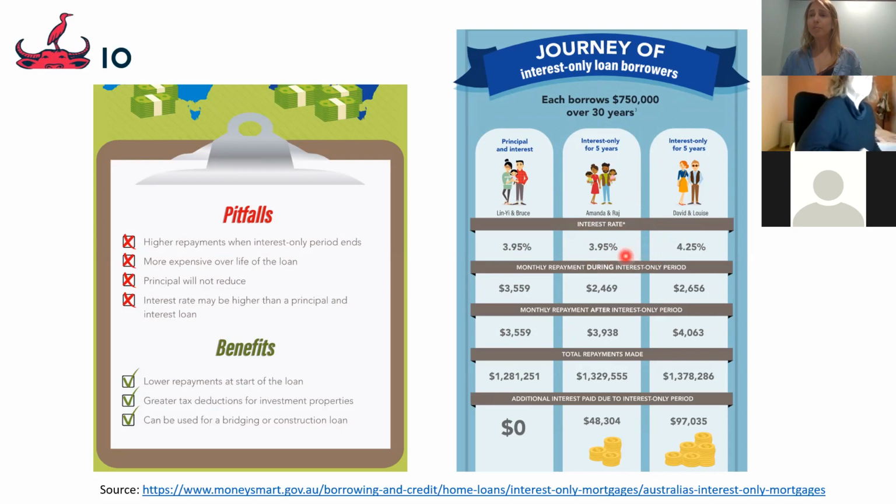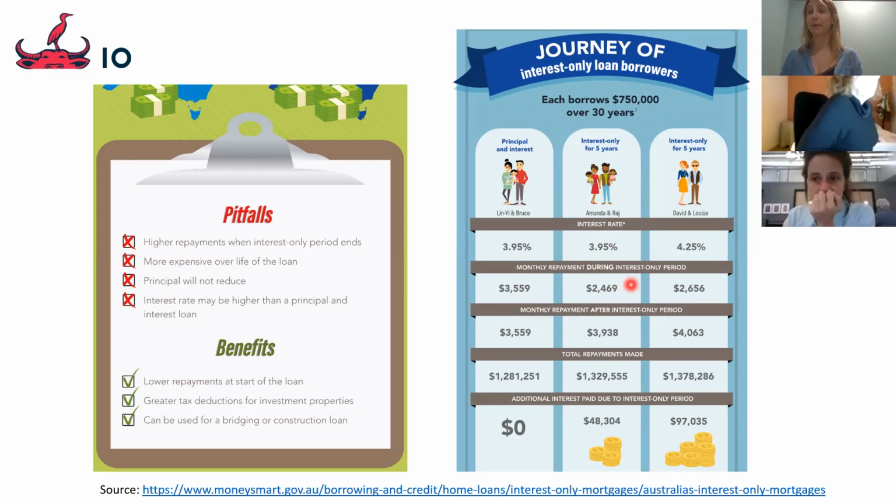So we have Amanda and Raj, and they will be paying the interest only for the first 5 years. So the monthly repayments during this period are $2,469. So if you can see the difference, there's almost $1,100 difference the first 5 years each month that they're paying less. And that's because they're only paying the interest part and they're not paying part of the principal.